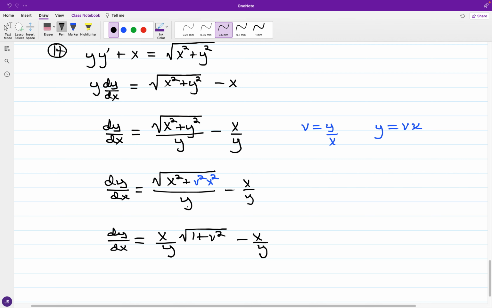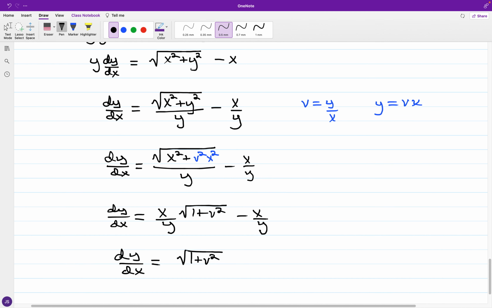And so now, considering that we have the reciprocal of v, dy over dx is going to be equal to, and I can just go ahead and consolidate, the square root of 1 plus v squared over v, and we have minus the reciprocal of v, so I can just say that I have the square root of 1 plus v squared followed by the subtraction of 1 all over v.